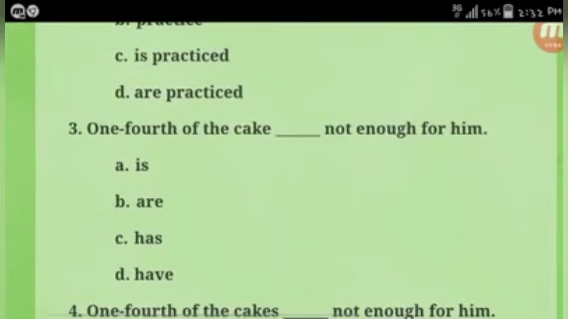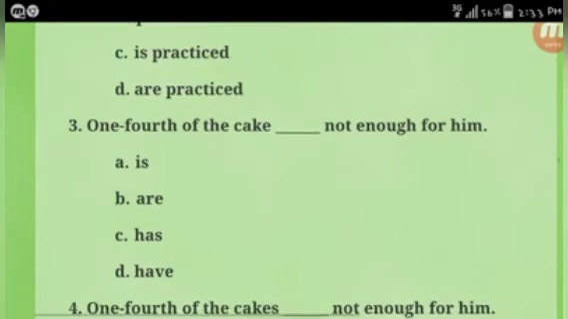Next one, 1/4 of the cake. Take note, the cake. There's only one cake, one whole cake, and 1/4 of that will always take a singular verb, and that is letter A. 1/4 of the cake is not enough for him.